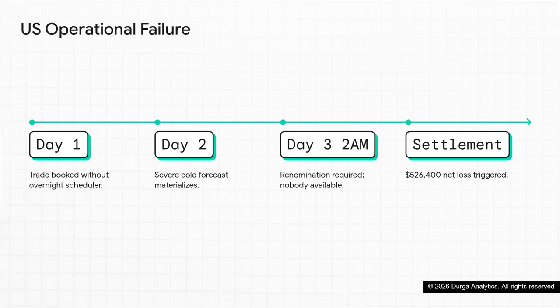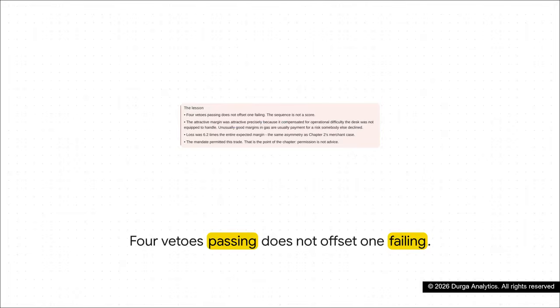Well, a severe cold event materialized, and a mandatory intraday renomination was required at 2 a.m., but nobody was awake to submit it. The resulting pipeline penalties, imbalances, and replacement gas costs triggered a staggering $526,400 net loss. The lesson here is absolute, folks.